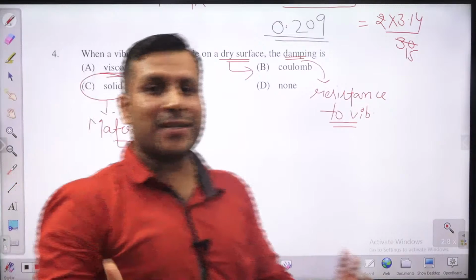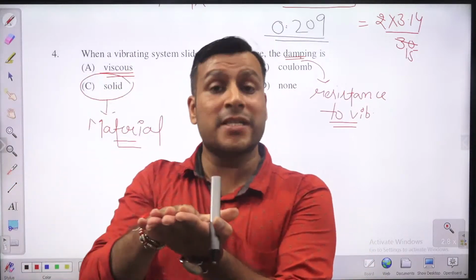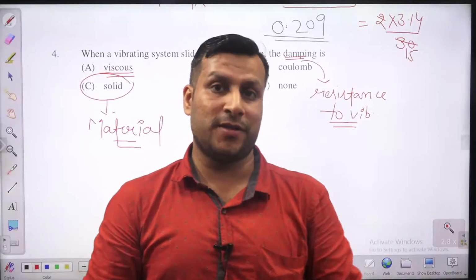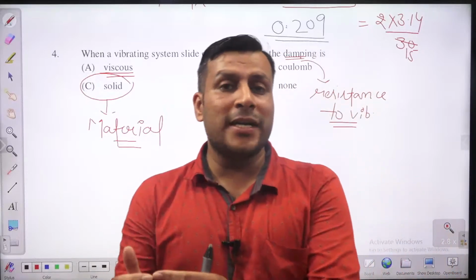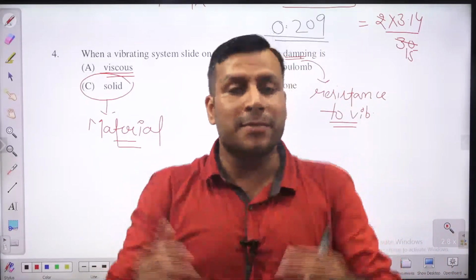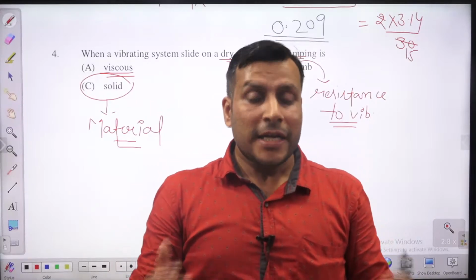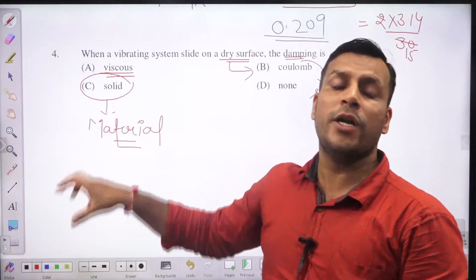Guys, materials are elastic in nature. So if a particular material is absorbing some energy, and it is undergoing some kind of deformation, that is known as solid or material damping. So in solid or material damping, the material is going to offer some resistance by undergoing some kind of deformation. That's why this kind of damping is known as solid or material damping.